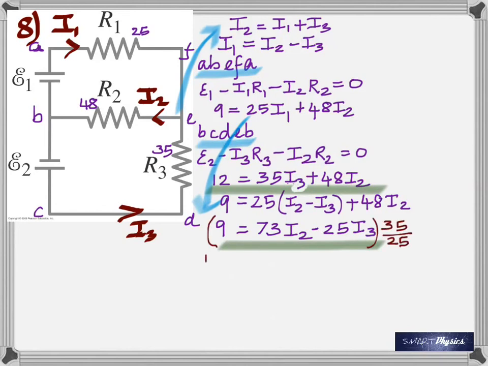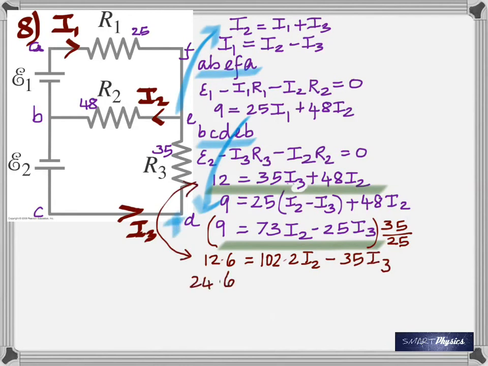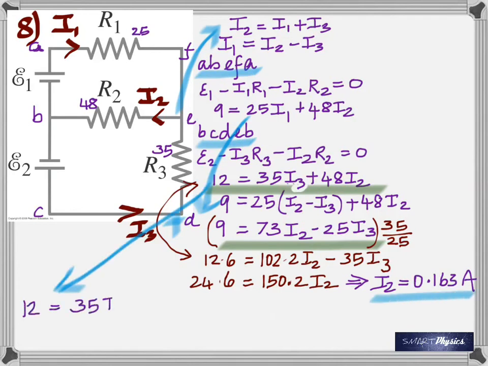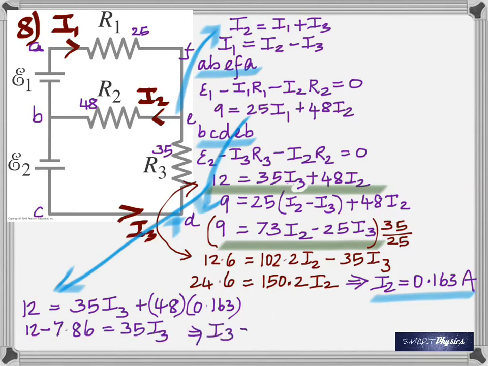That was I3. Well, I'm solving in my own way. I multiplied by 35 divided by 25 just to get rid of I3 when I add the equations. But you can do it your way and get the answers. Once you get one of the currents, you can substitute into the other equations and surely you can find the other currents. So those are the three currents that flow in this case.